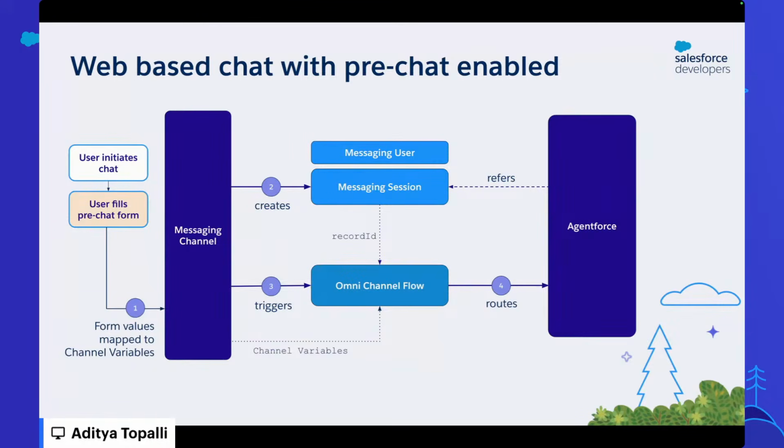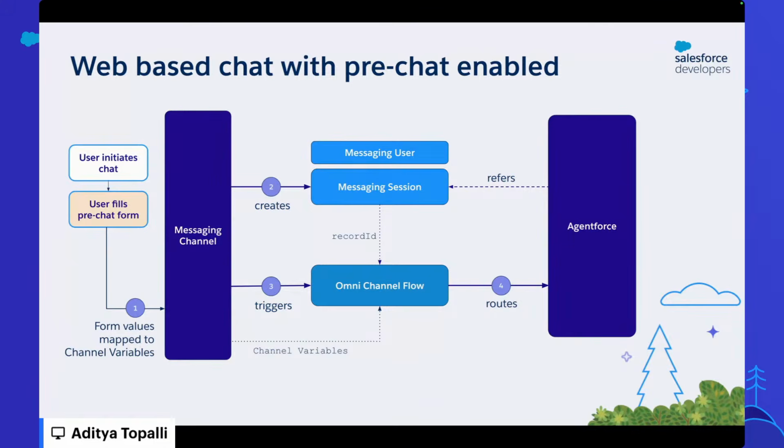It almost looks like the previous flow itself, but once the user initiates the chat, they first fill a pre-chat form. It's a form which contains a bunch of fields that the user fills, and these form values directly get mapped to channel variables. That is what we are going to see in just a bit. Don't get confused. All the form values are going to be mapped to channel variables first. And whenever the messaging channel triggers the omni-channel flow, along with the record ID coming in from the messaging session, these channel variables are also passed as an input to the omni-channel flow.